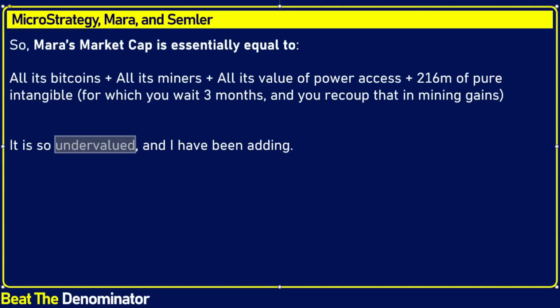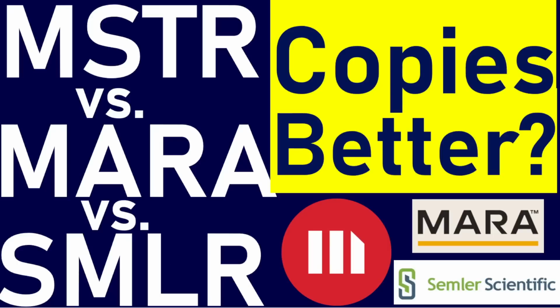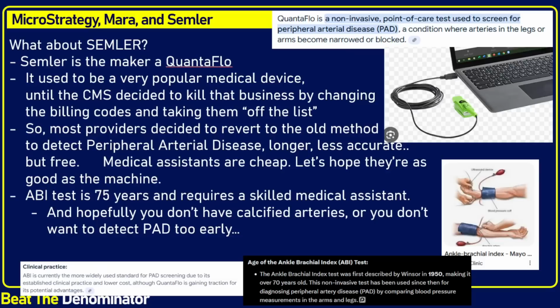And now let me move on to a company that I don't own, which is Semler. But I've studied it for a long time. I followed Semler for a long time. But let's talk about Semler and see what I have to say about Semler. So Semler is really the hybrid here because MicroStrategy now is essentially a pure play Bitcoin. Nobody buys MicroStrategy for the software business.